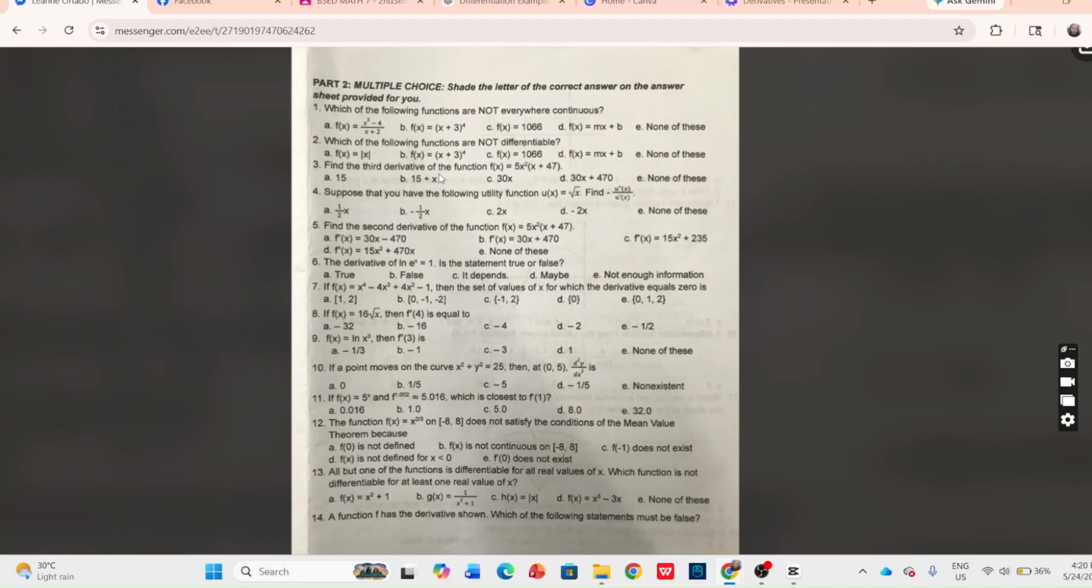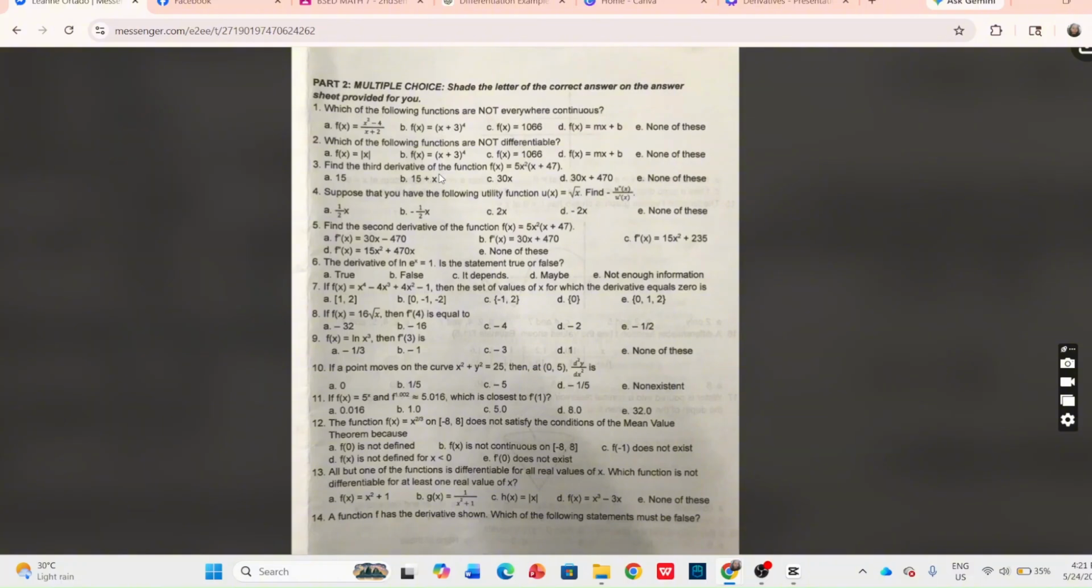We are now in our part 2, which is about multiple choice for each of the items. Our first question goes like this. Which of the following functions are not everywhere continuous? Considering the five choices, the correct answer for number one is letter A. This is because at x equals negative 2, the denominator becomes 0, so that is discontinuous. And the correct answer for number one, that's letter A.